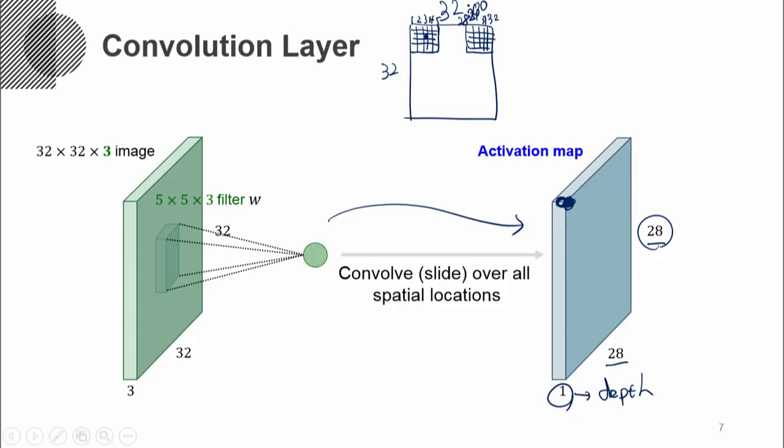Thus, the activation map's width will be 32 minus 5 plus 1, which is 28. That way we obtain the activation map size as 28 by 28 for width and height, and the depth will be just 1.